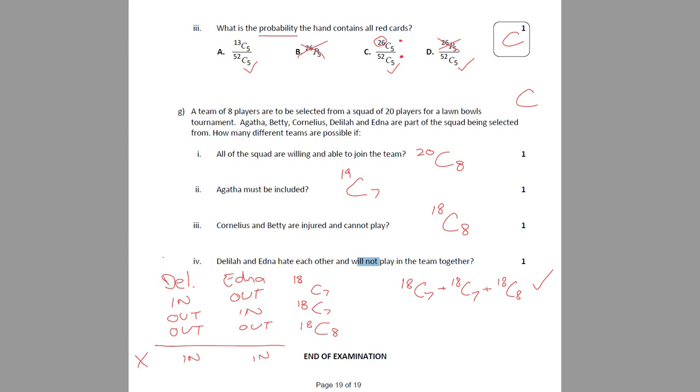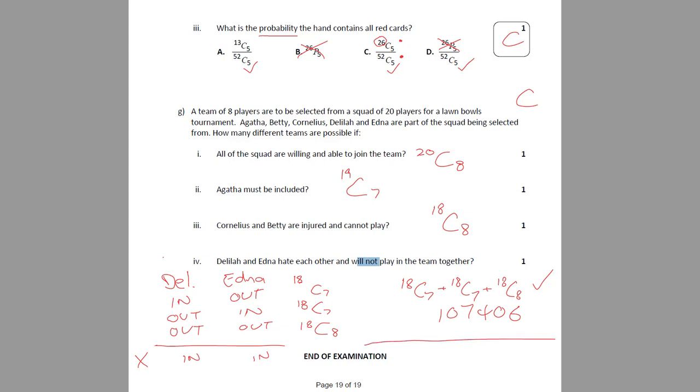For trivia's sake, 18C7 times 2 plus 18C8. The answer numerically is 107406. It's totally fine to leave it in C form unless it's multiple choice. You might just want to compare answers. Like here, I'm going to do a check. I want to prove to you that it's the same method.